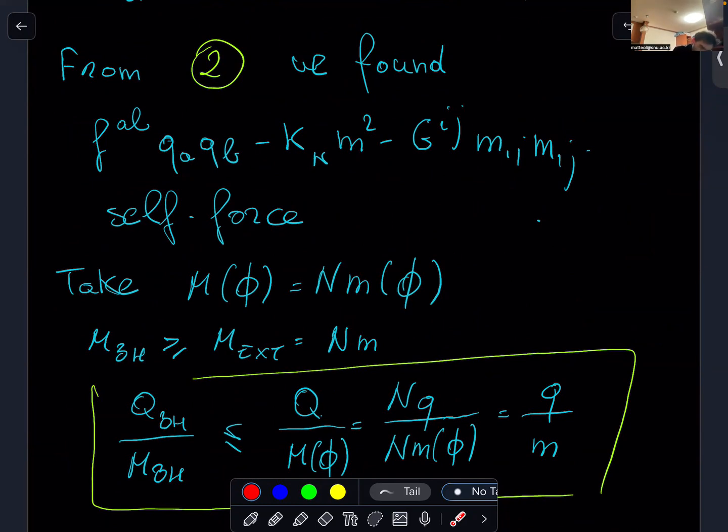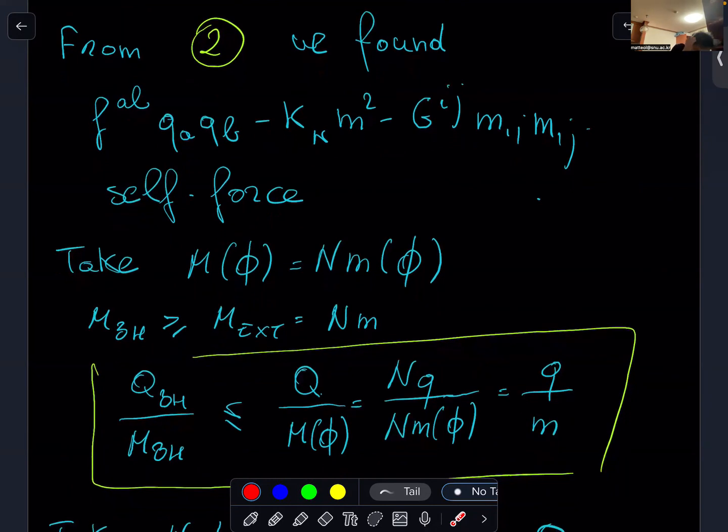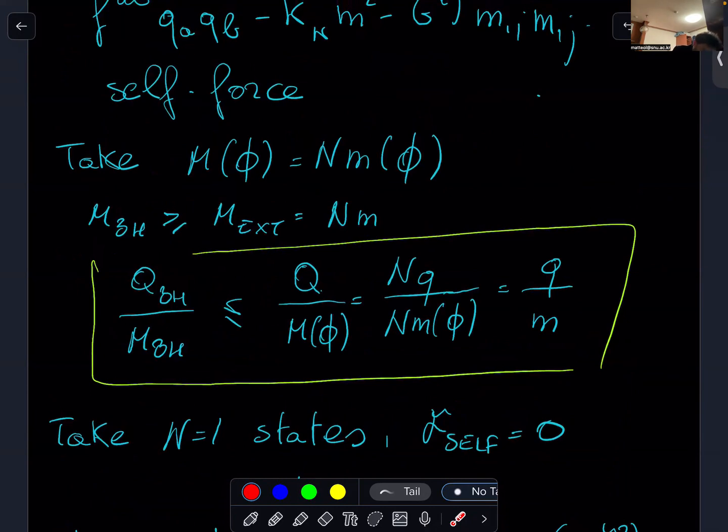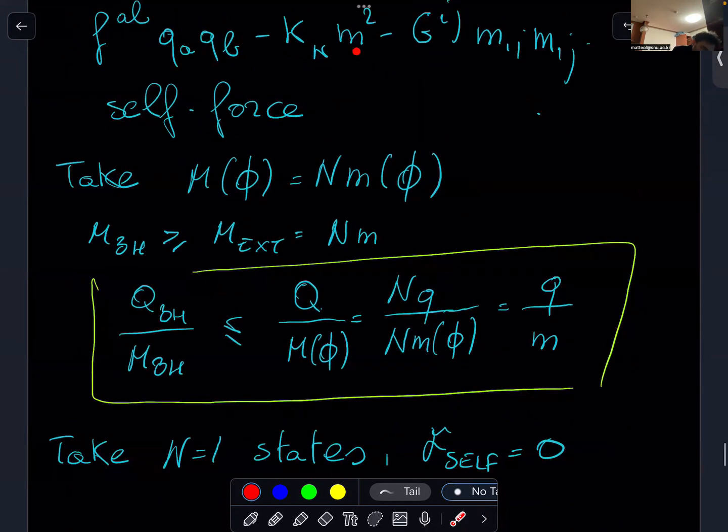But with this refined statement of WGC, being valid at this large n, this is exactly what allows you to say that the WGC is satisfied. Why is that? Because I pick my n equals 1 states, which exist from point 1, and from point 2 I show that their self-force is 0. So this expression is 0 for my n equals 1 charge states. And then what I essentially do is multiply by n squared here, so then this becomes large Q, which is large N times little q, and this becomes large M, which is large N times little m, like this.